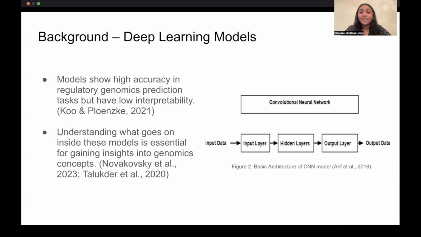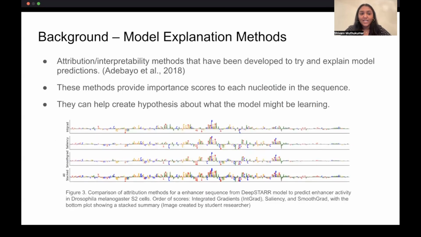However, these models have low interpretability, meaning that researchers can't know what's going on inside of these models and can't figure out how the model learns and how it makes its predictions. But understanding this is crucial for researchers to be able to gain insights from these models and learn from these models. To address this, attribution methods have been developed to try to explain model predictions by providing importance scores to each nucleotide in a sequence.